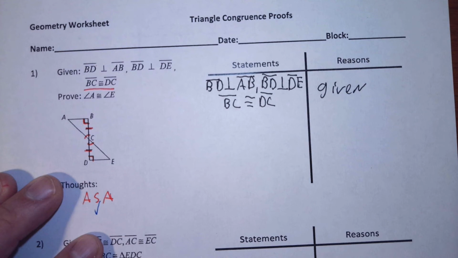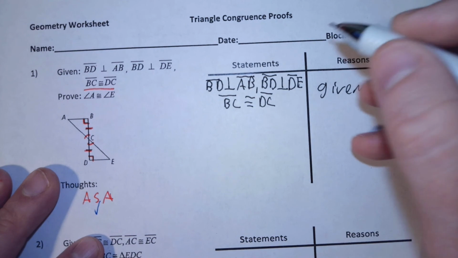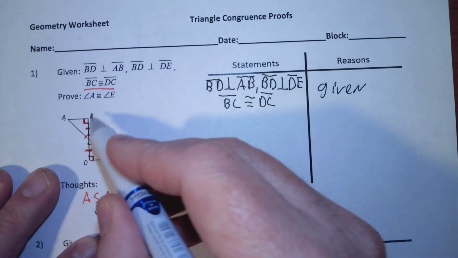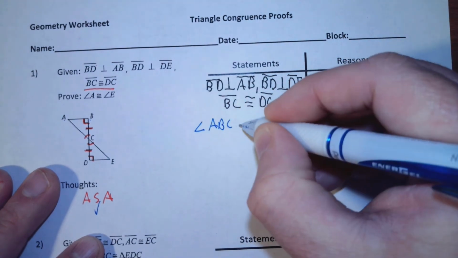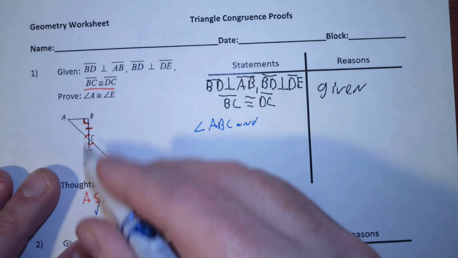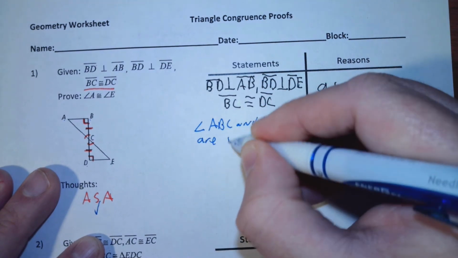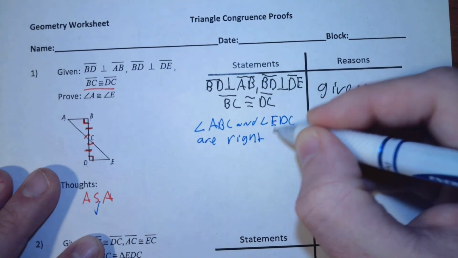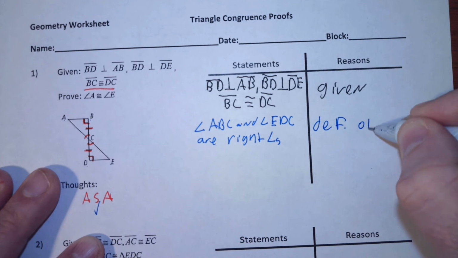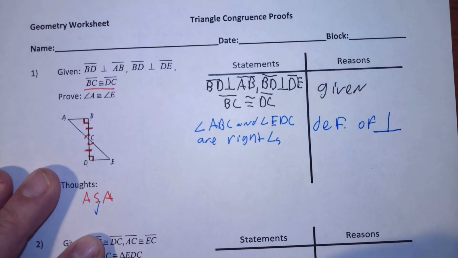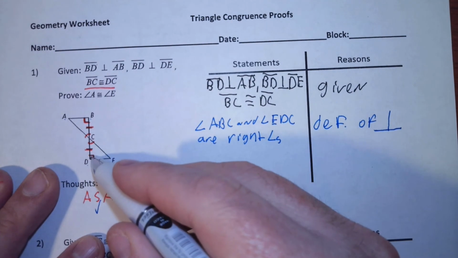Check that off. So let's go ahead and start right here with the parallel lines. I'm going to say angle ABC and angle EDC are right angles. And that is the definition of perpendicular. Okay. That didn't prove my stuff yet.